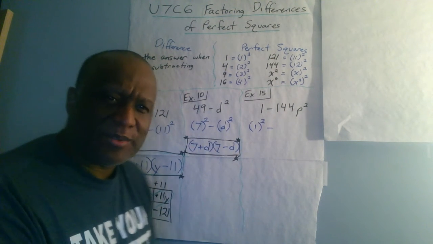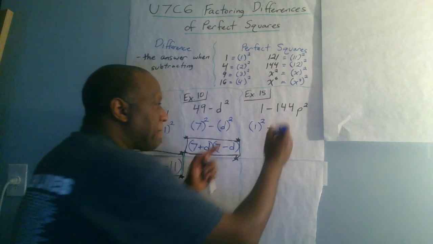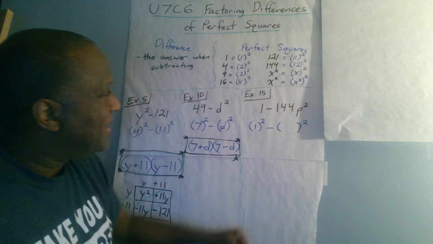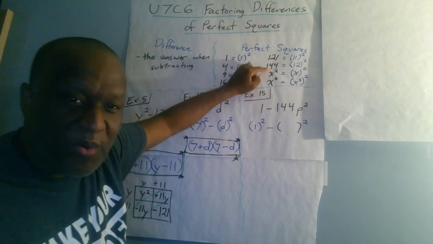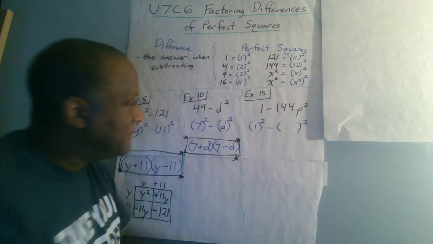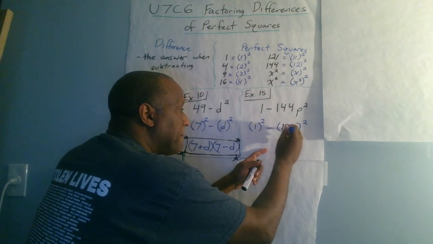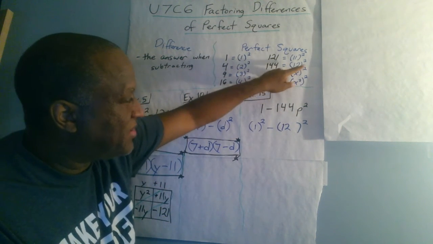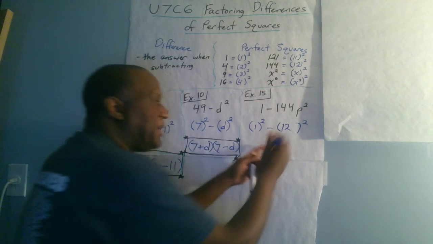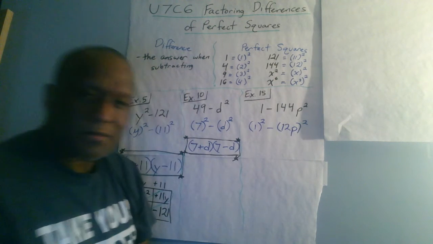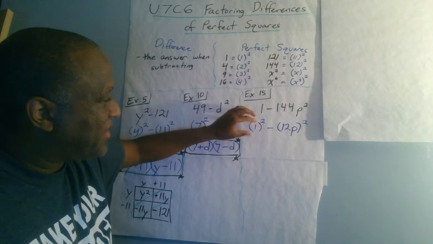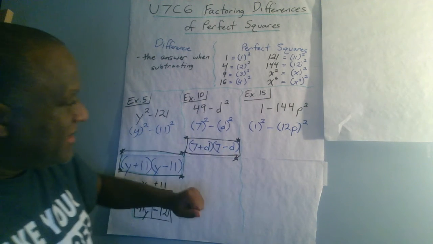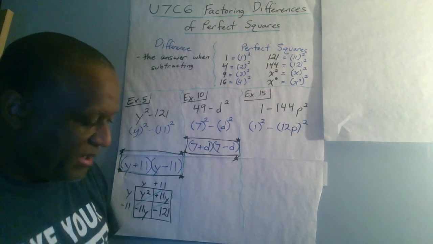144 p squared. Were you able to write that as something squared? Maybe a little challenging there. Well, we already said 144 could be 12 squared. So let's get the 12 here. And then p squared, well, just like x squared can be written as x to the second power, p squared can be written as p to the second power. So our two terms inside the parentheses, just like we used the y and the 11, the 7 and the d, this time we'll be using the 1 and the 12p.